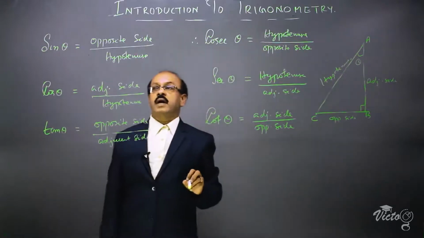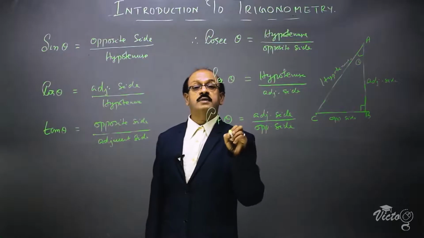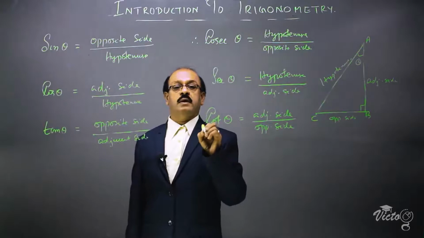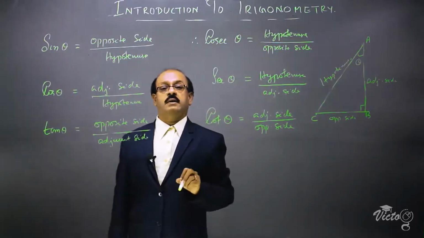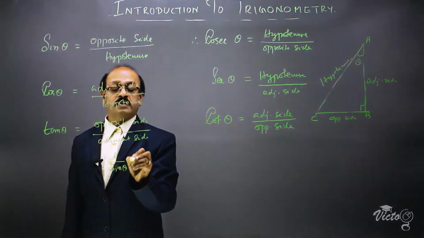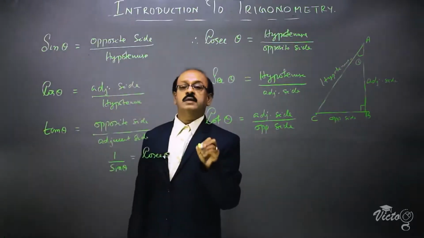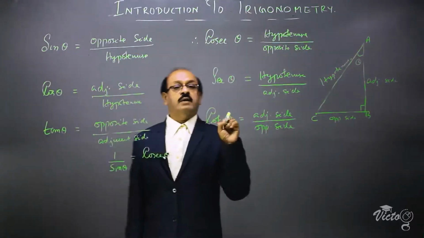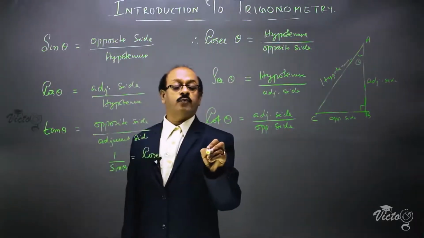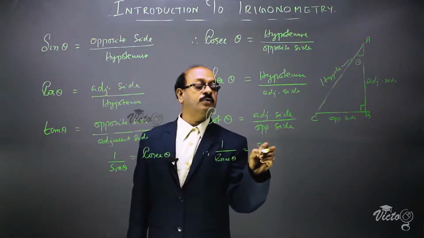Now, we can write the reciprocal of sine. What is the reciprocal of x? The reciprocal of x is 1 by x. Similarly, we can write the reciprocal ratio of sin theta as 1 by sin theta. 1 by sin theta is equal to cosec theta. Since cosec theta is the reciprocal ratio of sin theta, 1 by sin theta is equal to cosec theta, and hence 1 by cosec theta is equal to sin theta.